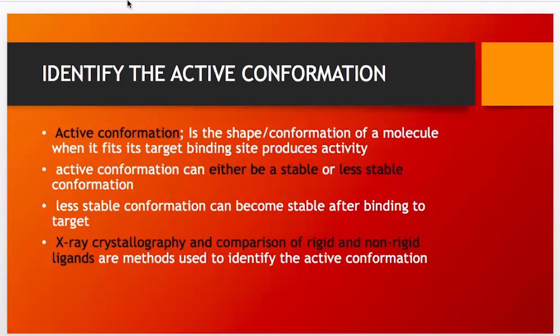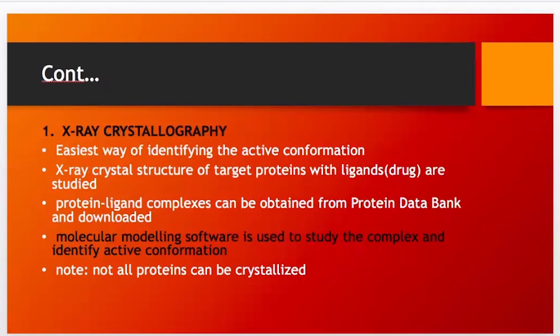We've mentioned what active conformations are. You can have a number of different conformations, but not all of them are going to be active conformations. An active conformation is the specific position or shape of a molecule that will be able to fit in the specific target binding site. But how can you identify which of your conformations is the active conformation? With the use of X-ray crystallography and the comparing of rigid to non-rigid ligands, you are able to identify the active conformation.